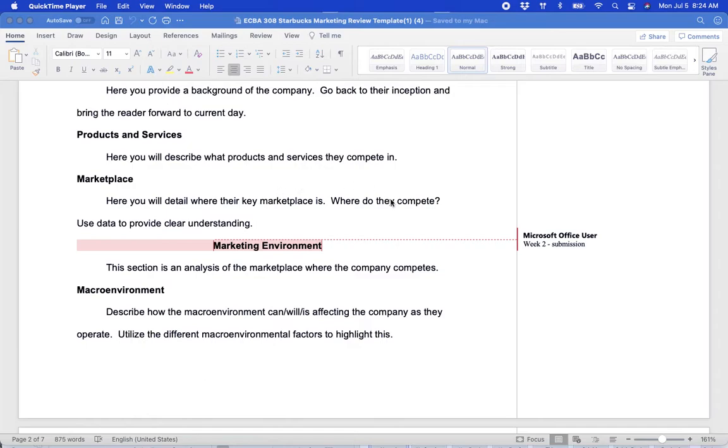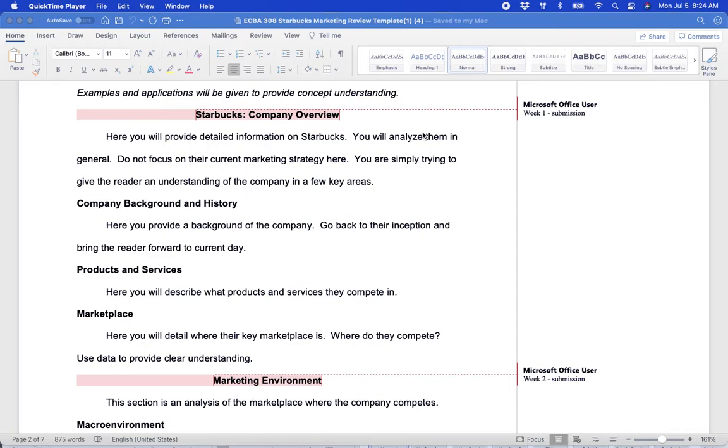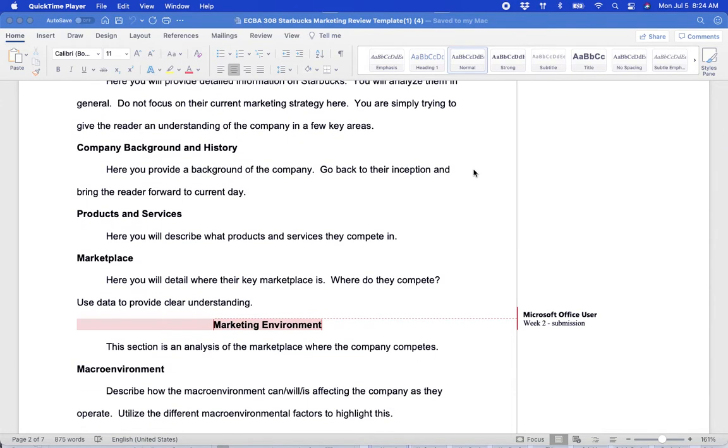And you see here, where do they compete? What type of data can you provide that will give the reader a clear understanding of this background of Starbucks? So the one comment I would have here is many of you were way too brief here. Remember, you're trying to set a foundation for the reader so they can get a clear understanding of who Starbucks is, because from there, you're going to develop a marketing analysis for them as you go forward.